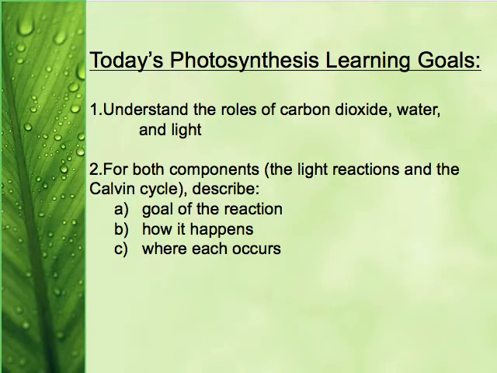Today's overall learning goals are as follows. Understand the role of carbon dioxide, water, and light. And then for each of the components, which is the light reactions and the Calvin cycle, make certain you can describe the goal of the reaction, how it happens, and where each reaction occurs in the cell.